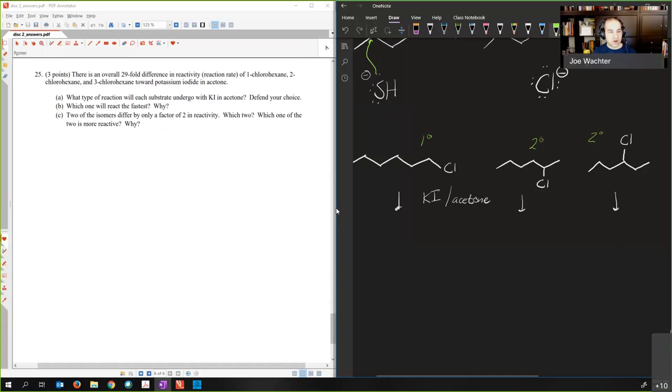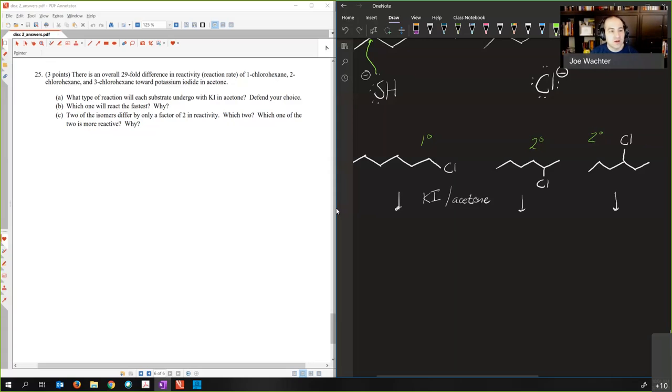it says two of the isomers differ by only a factor of two in reactivity. So which of the other two, or which two do you think will only differ by a little bit instead of a lot? Yeah, the two secondary ones, right? So these two have basically the same environment to react. Now everything's always a little bit different. It's never identical, but they're gonna be similar. So we would expect that these two are gonna be pretty similar.